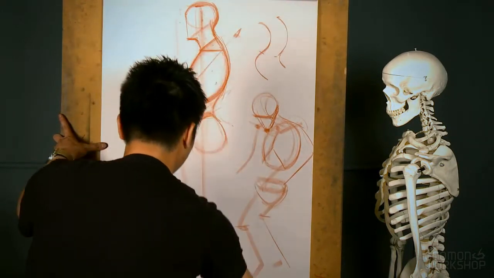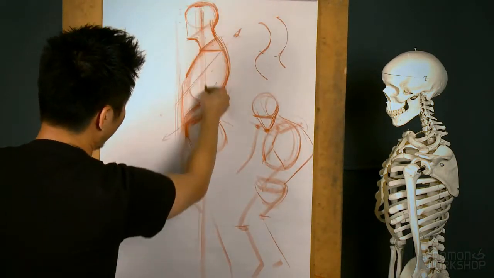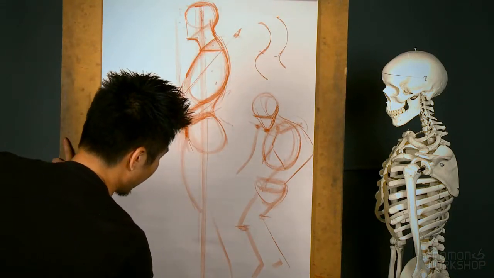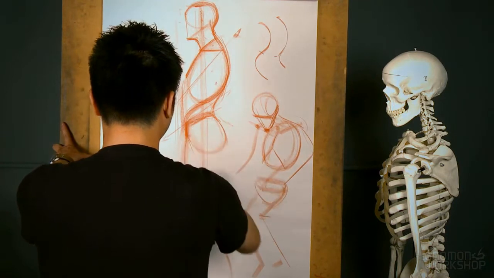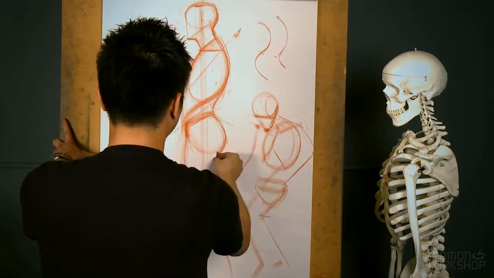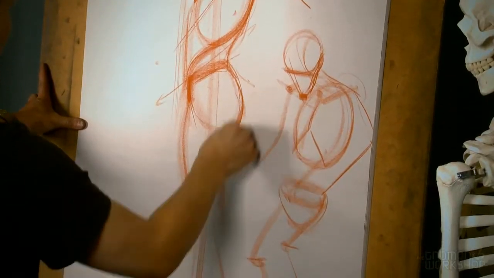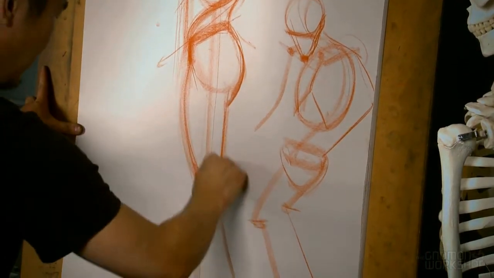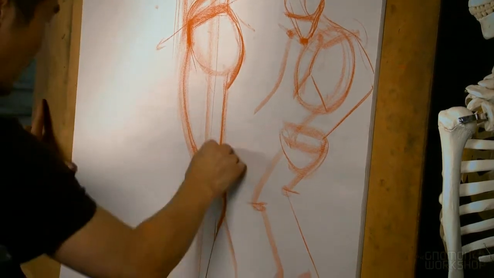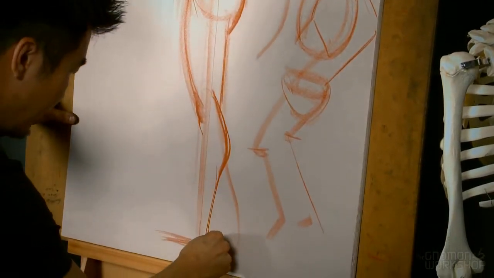Make sure that center line is important. It's going to come right through the middle of the head. It's going to probably finish out right about in the middle of the foot. Again, calf muscle, Achilles tendon, heel.